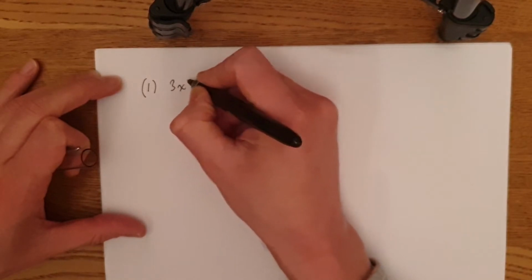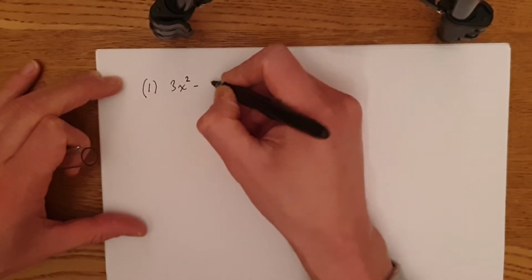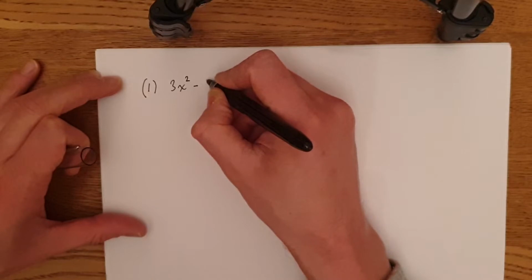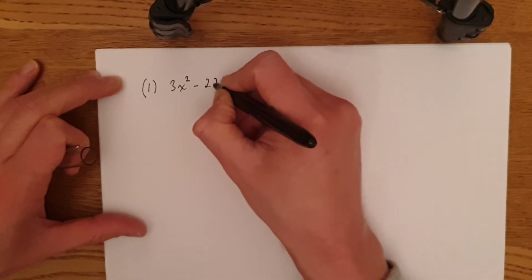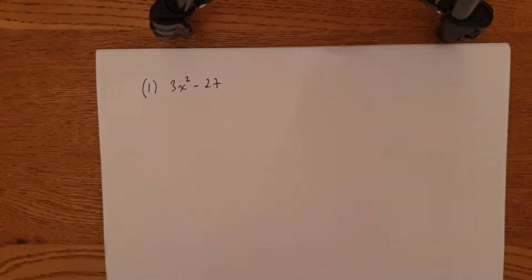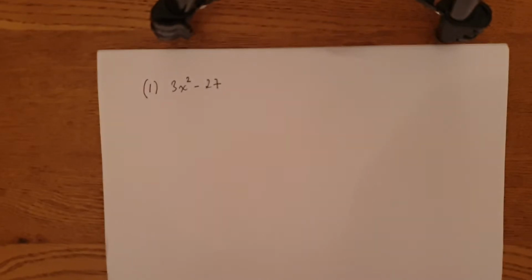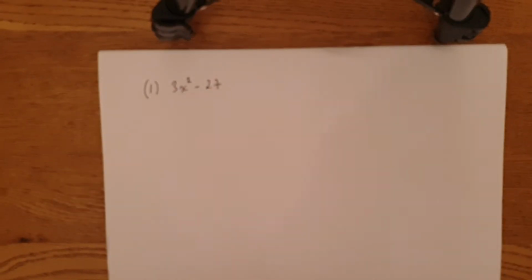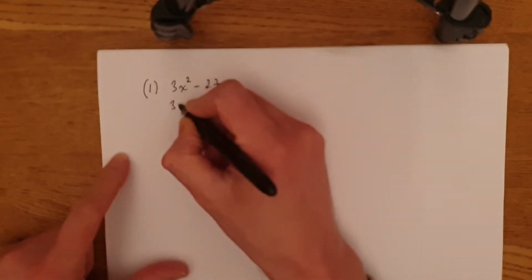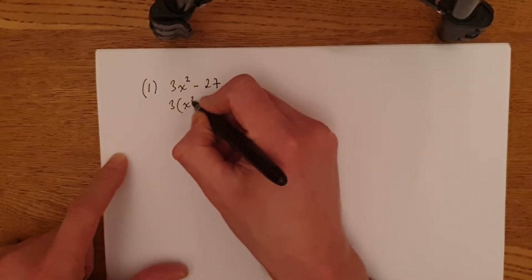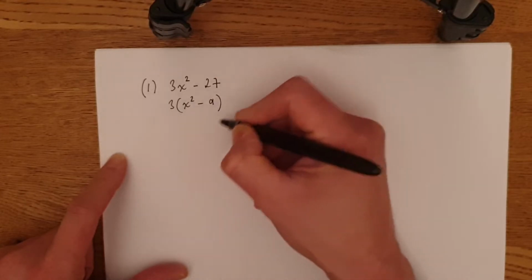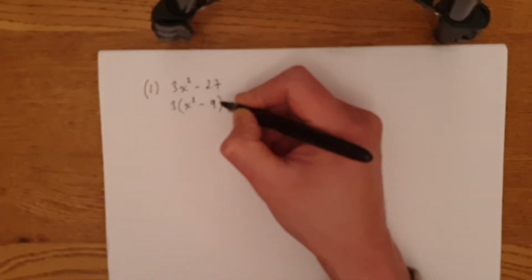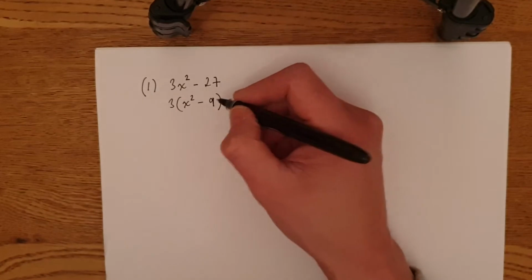I'll talk through that one first. So to begin with, when you're factorising, the first thing that you always look for is a common factor. Hopefully you can see here that we have a common factor of 3, so I'm going to take out 3 as a common factor. And that's going to get me 3 times x squared, take away 9 in the bracket.